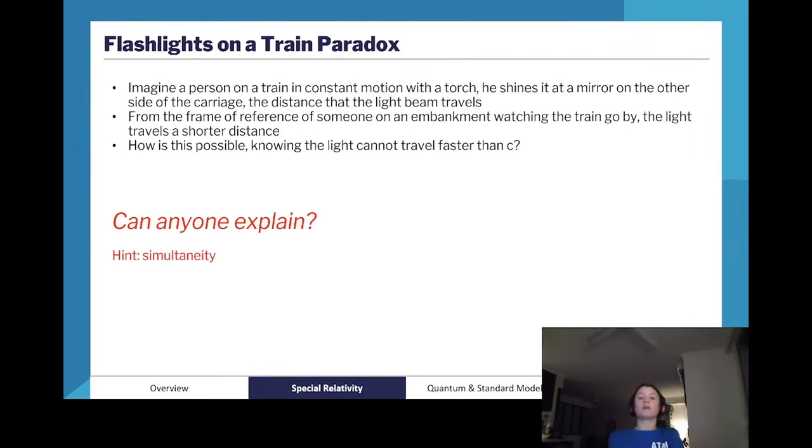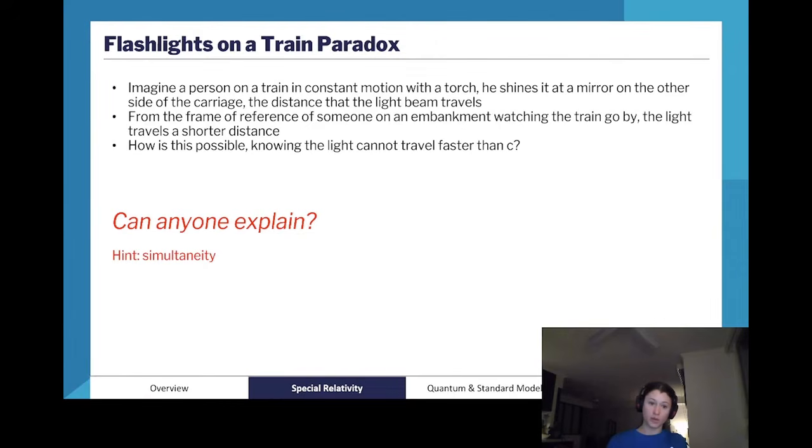Alright, getting onto the flashlight on a train paradox. So this is the next paradox you need to know. Imagine a person on a train in constant motion with a torch. He shines it at a mirror on the other side of the carriage. The distance the light beam travels, from the frame of reference of someone on an embankment watching the train go by, is a shorter distance. How is this possible, knowing that the light cannot travel faster than c?